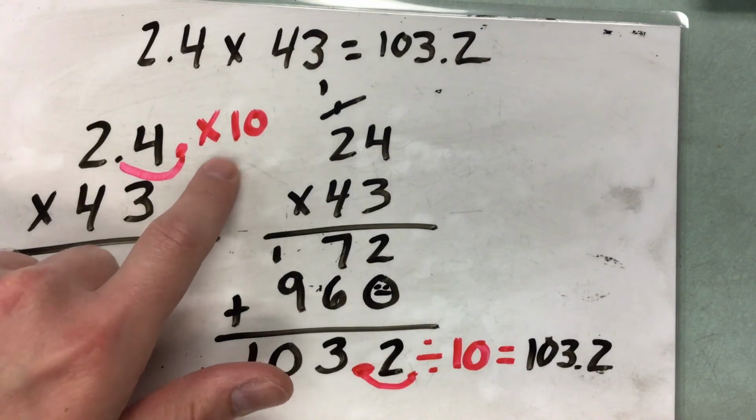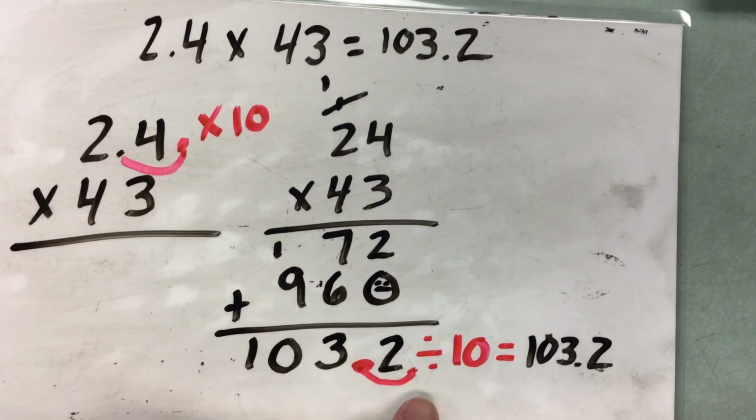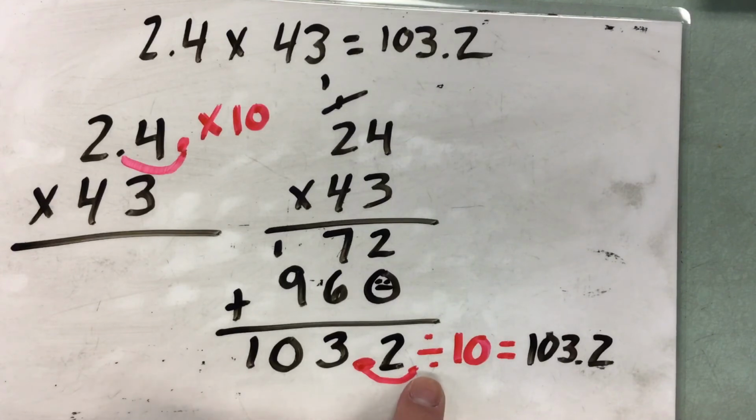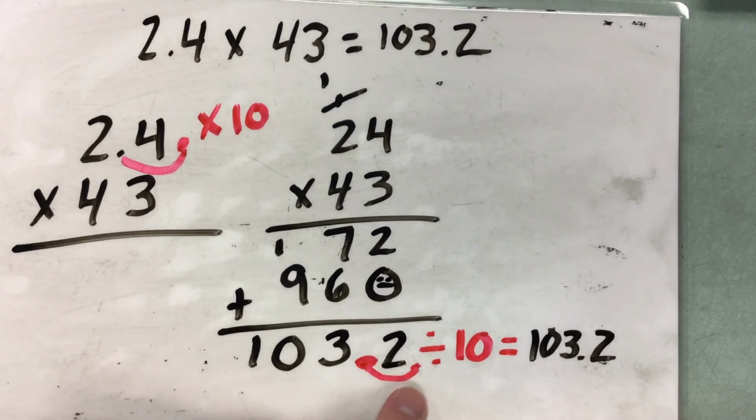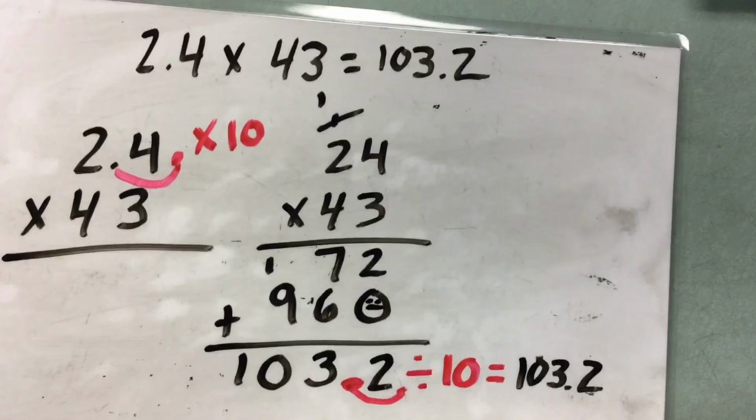In order to bring that decimal back, we had to do the opposite of multiplying by 10. So we divided by 10. We know that there's a decimal behind that 2 if it's a whole number. When we divide by 10, each digit shifts backwards in the place value chart, which makes this decimal go forward, and it ends there. So our answer is 103.2.